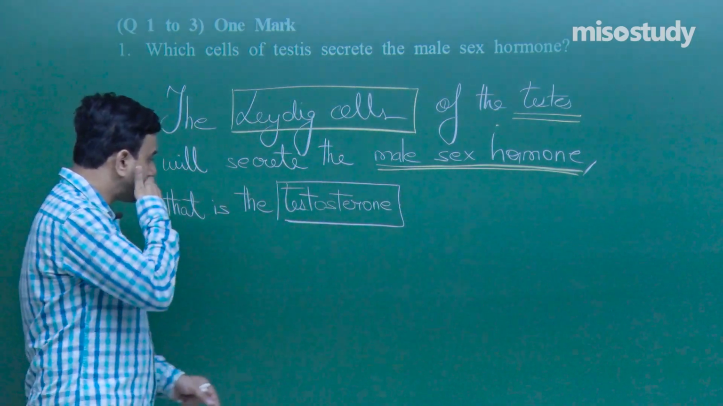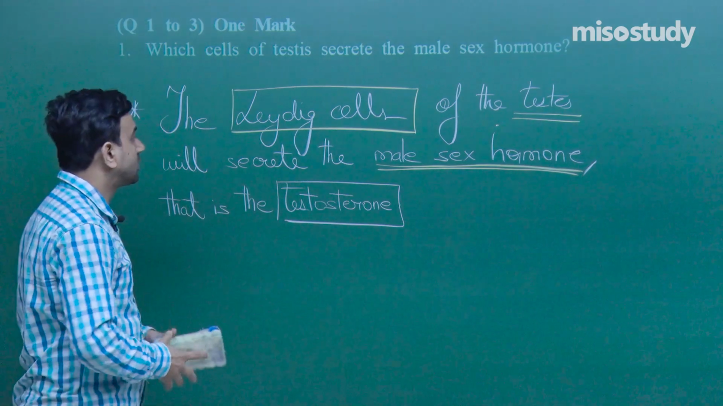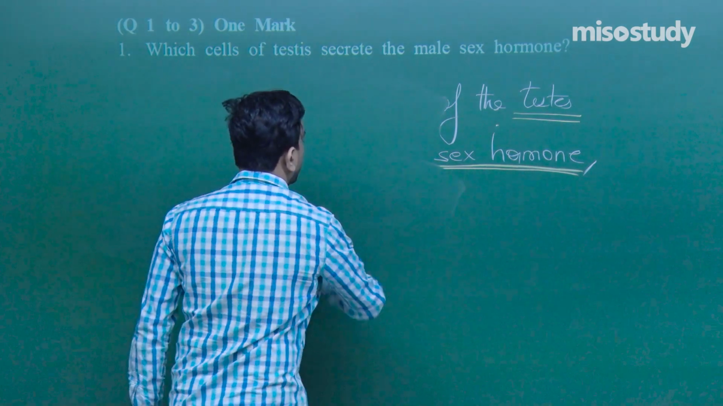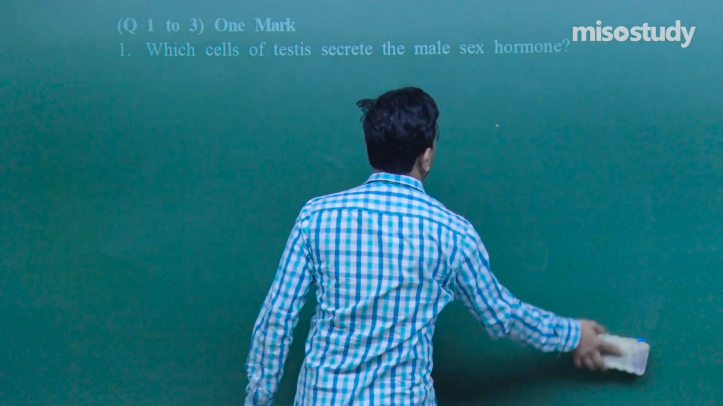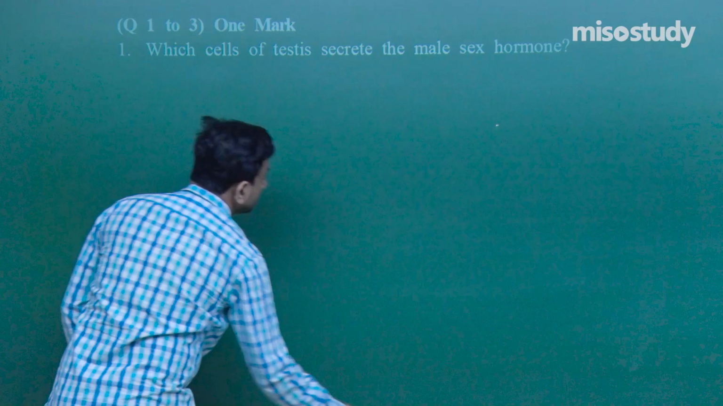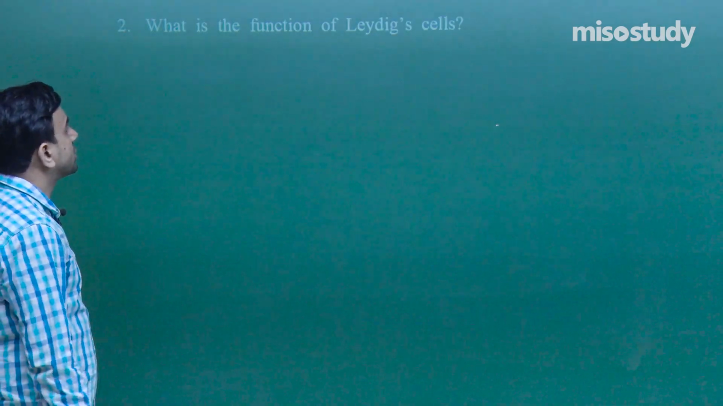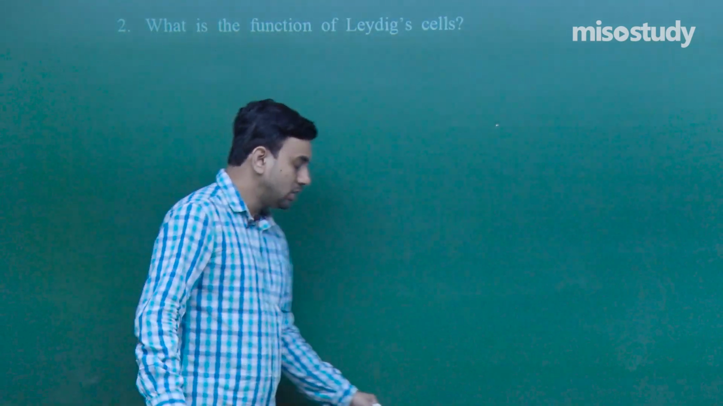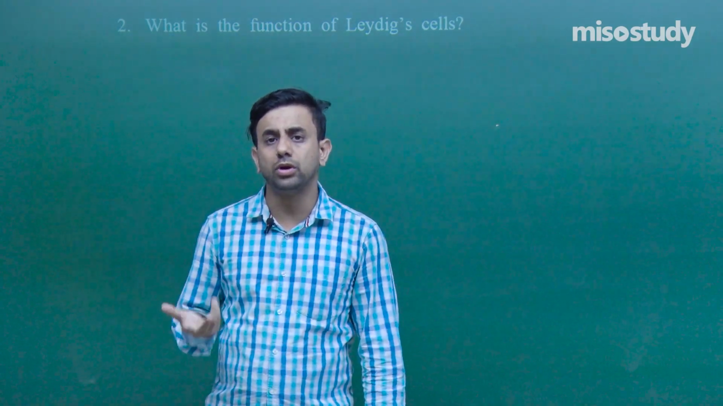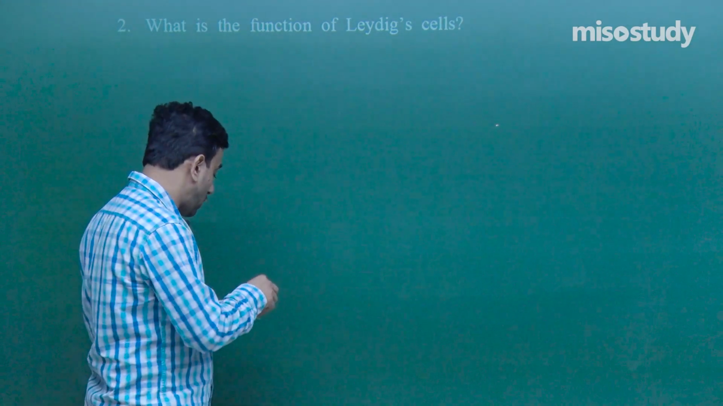After this, we will be talking about the next question. What is the function of the Leydig cells? The function of Leydig cells is to secrete the male hormone testosterone. And what does this male hormone do?